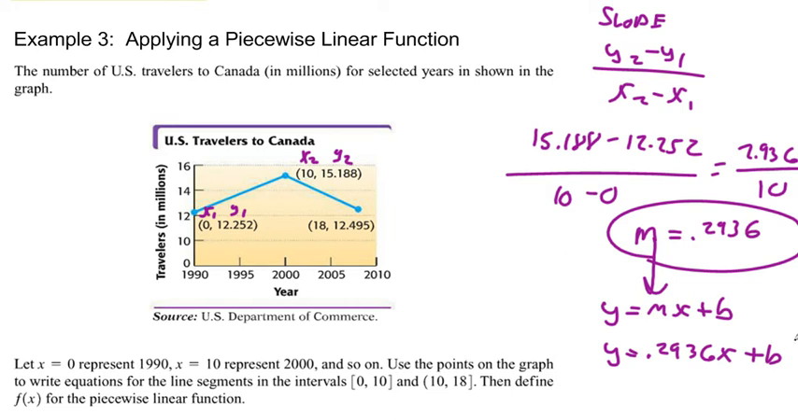The way that you find b is we choose one of these two points, and I'm going to choose this point right here. It doesn't matter which point you choose, just choose one of them. This 0 represents the x number, and this 12.252 represents the y number, meaning plug in 0 for x and plug 12.252 into y. Then I can solve for b. Obviously, if x is 0, then b must be 12.252. That one just happened to come out nicely because x is 0.